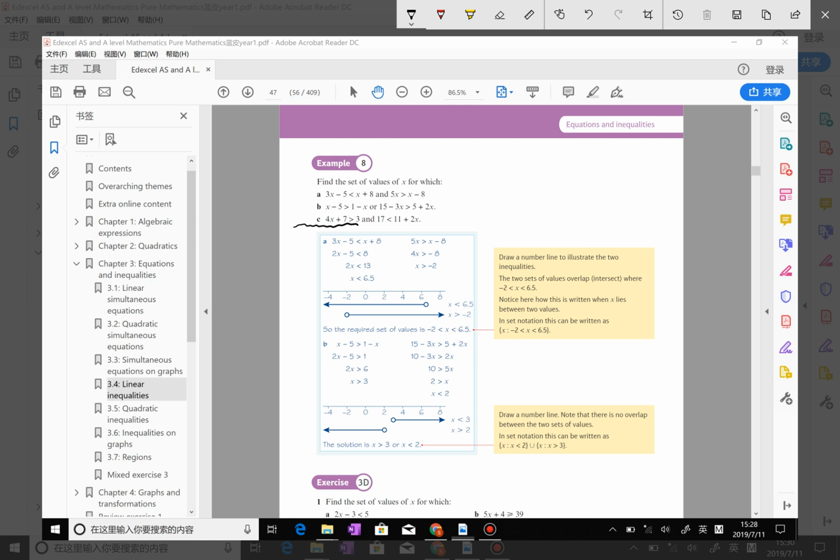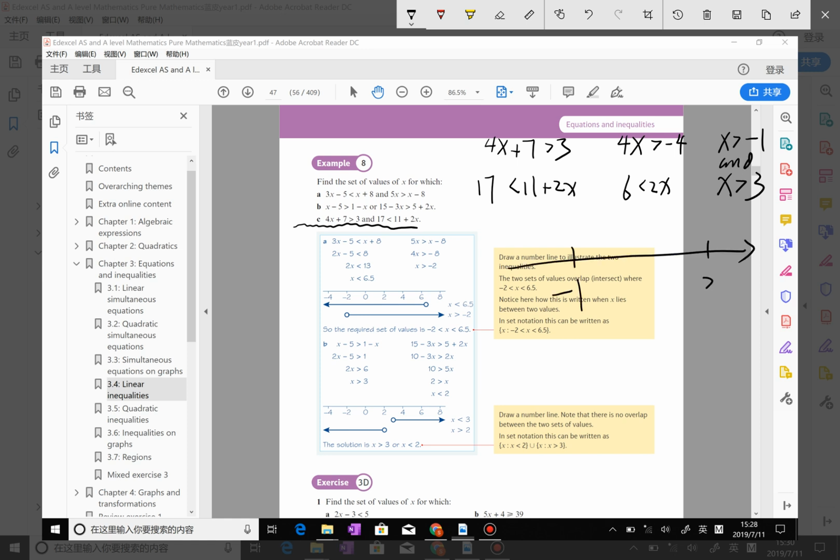Let's solve the C. In the book, there's no solution for the C. Let's do it together. 4x plus 7 greater than 3, so we will have 4x greater than negative 4, x greater than negative 1. Second one, 17 less than 11 plus 2x. Then we're going to have 6 less than 2x, x greater than 3. Since it's "and", we need to have a number line. So negative 1, positive 3. Greater than negative 1 and also greater than 3. So the combination of the two sets, we have final x greater than 3. So this should be the answer for the C.